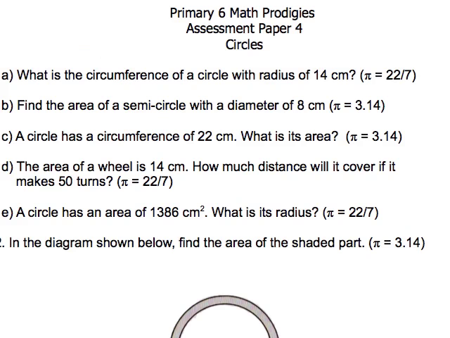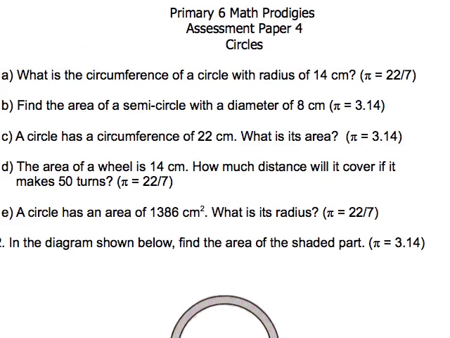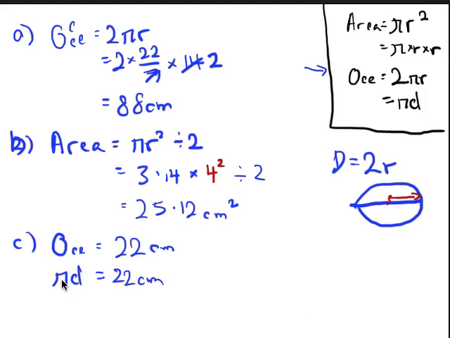Part C says a circle has a circumference of 22 cm. What is its area? Now this is a bit more challenging. It says that the circumference is equal to 22 cm. So what do we know about the circumference? The circumference equals 2 pi r, or also known as pi d, it's up to you. So pi d, I'm going to do it the pi d way, equals 22 cm. And in this case, it asks us to take pi as 3.14. So you have to change this pi over here into 3.14.